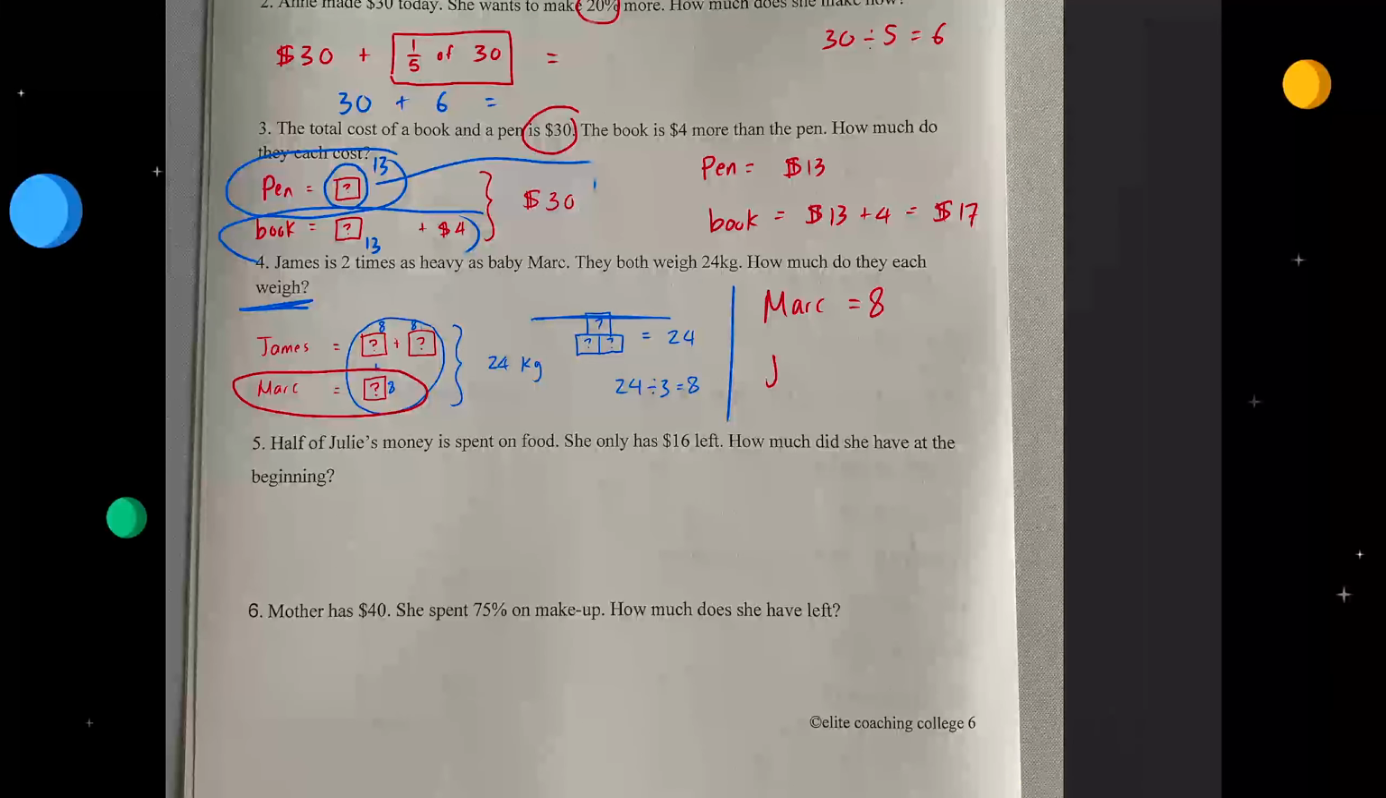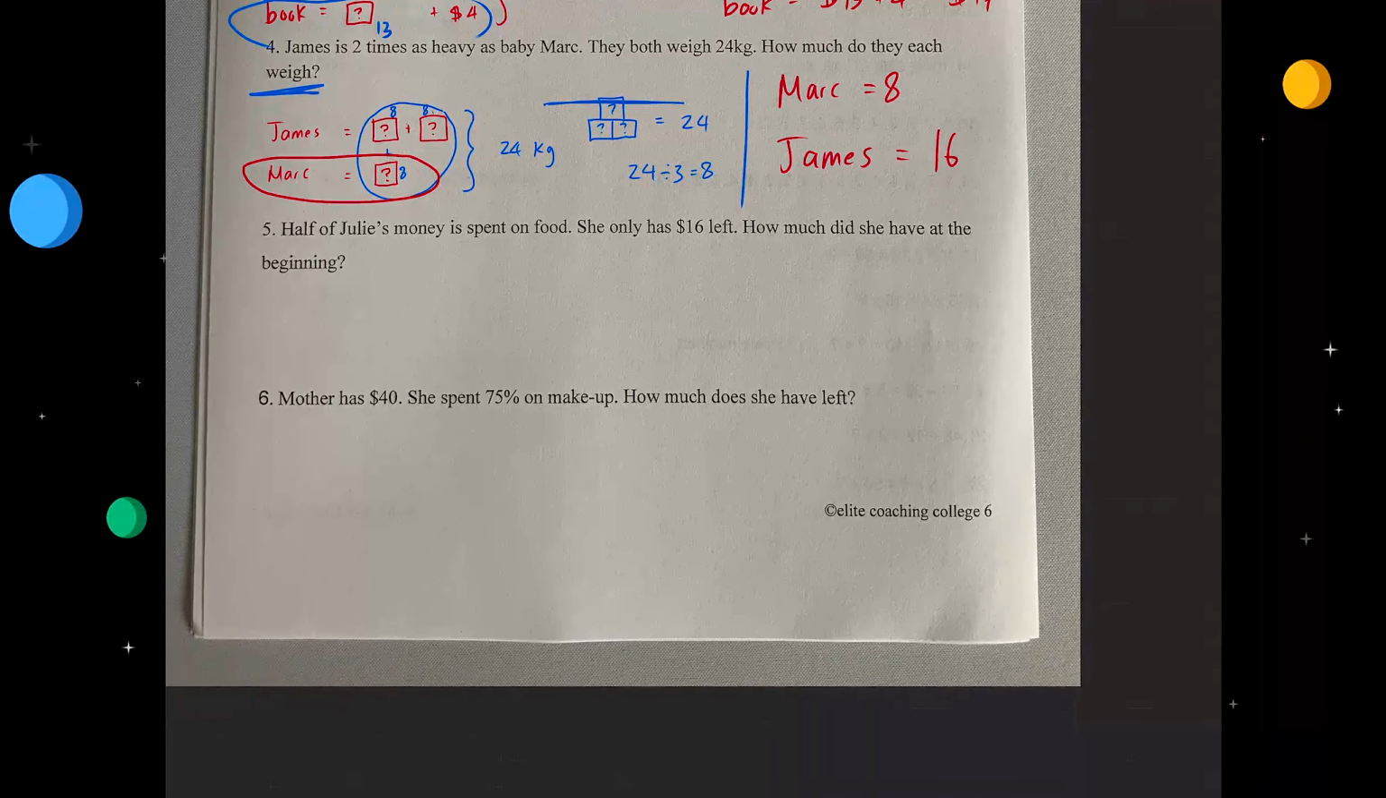All right, next one, find the average. So the average means you're gonna add them up. So 26 plus 27 plus 28, and you're gonna divide it by however many numbers there are. There are 3 numbers, so we divide by 3, and you can work it out.